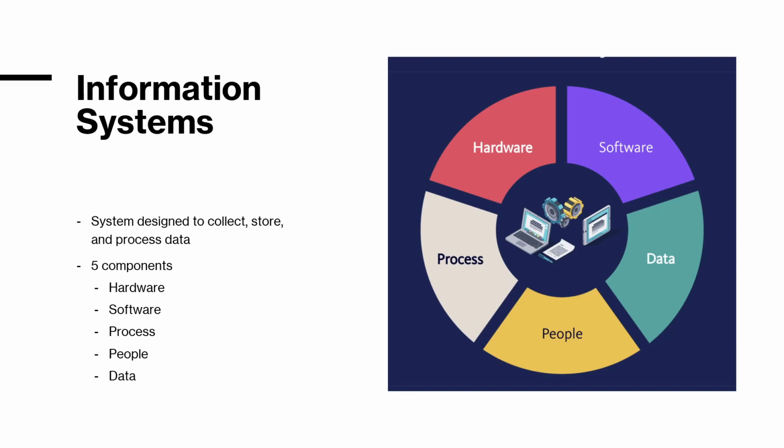Software is the actual software that's being used, such as like an ERP or an MES system. Process is what the information system is doing to collect this data. People are the ones that are working or using the information systems, and data is the actual numbers and other analytical objects or just readings that are being collected to be used.